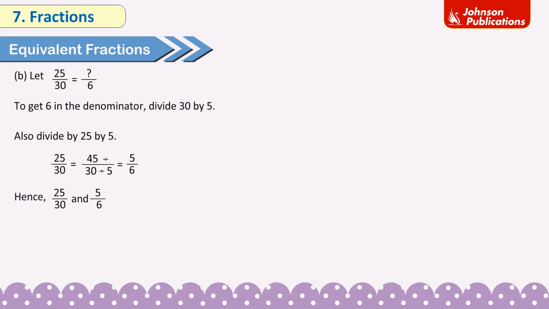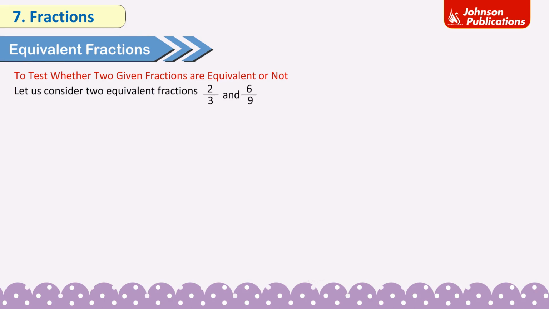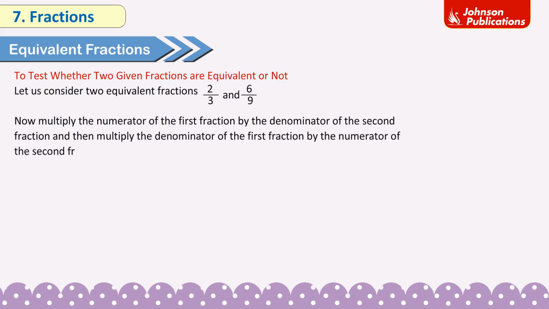Hence, 25 by 30 and 5 by 6 are equivalent fractions. To test whether two given fractions are equivalent or not, let us consider two equivalent fractions, 2 by 3 and 6 by 9. Now multiply the numerator of the first fraction by the denominator of the second fraction, and then multiply the denominator of the first fraction by the numerator of the second fraction.